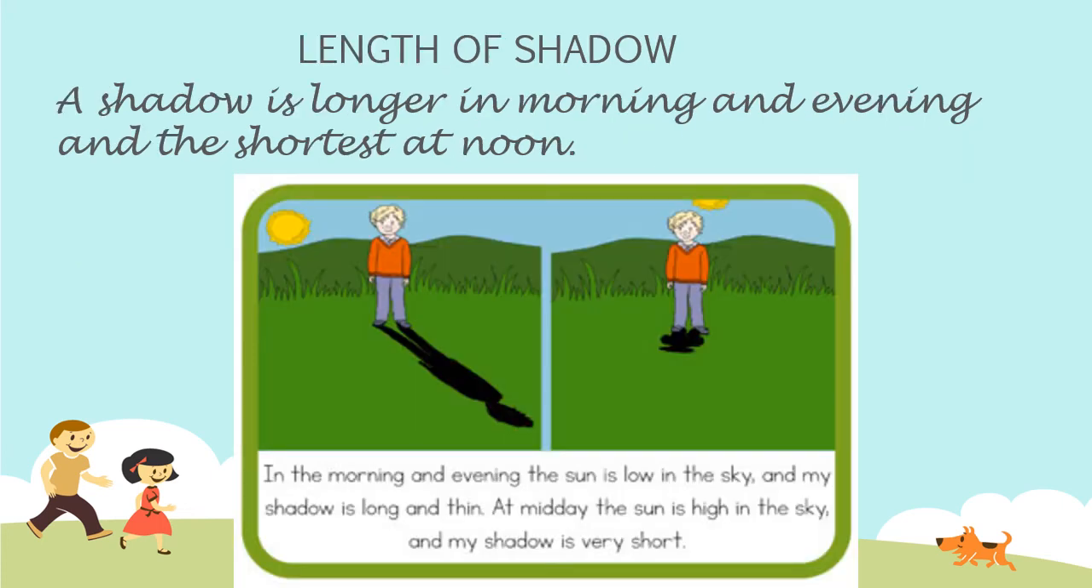Shadows formed in the morning and evening are longer in comparison to the shadows formed at noon, because during morning and evening the sun is near the horizon, so the sun rays are slanting, while at noon the sun becomes directly overhead in the sky, so the sun rays fall straight on us, due to which the shortest shadow is formed at noon.